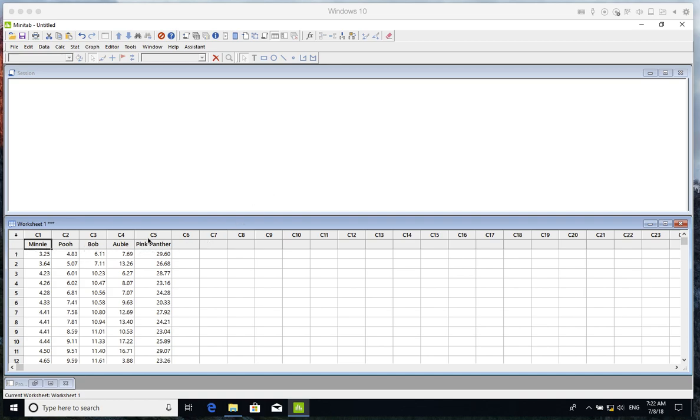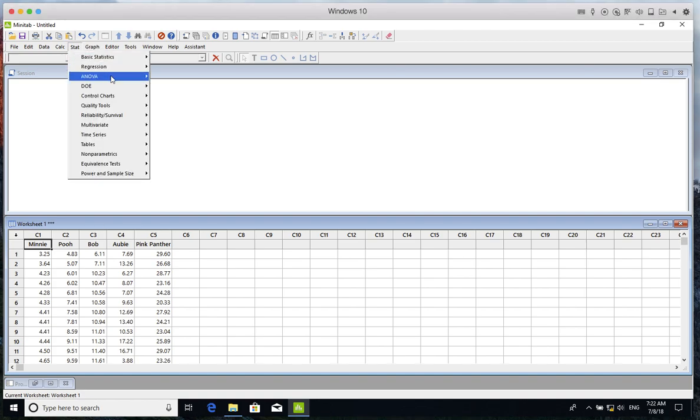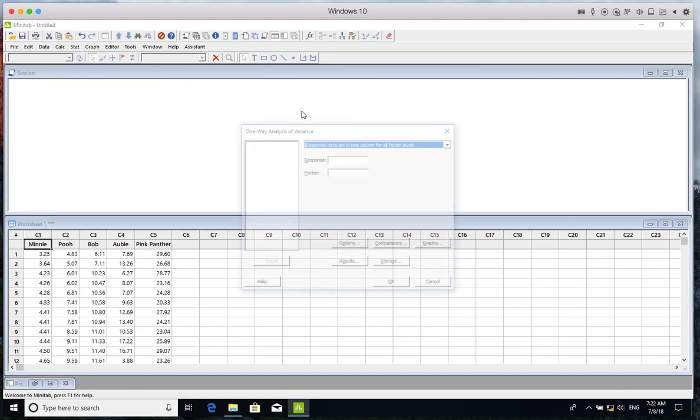Here we have five sample data of those populations in five different columns. Alternatively, at least one of them differs from the rest. So let's do it. I go to Stat, ANOVA, and One Way.